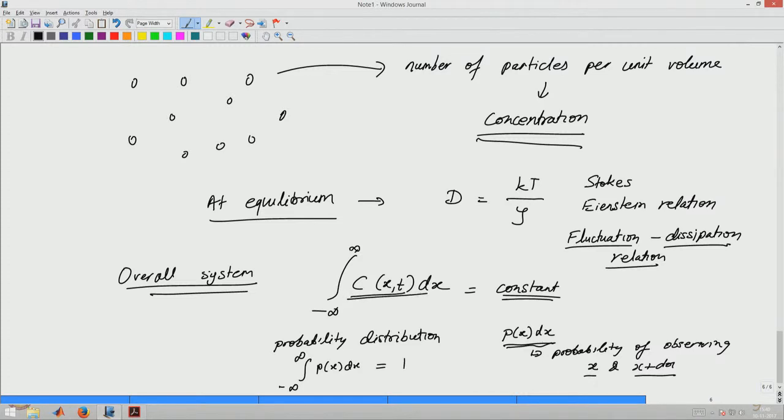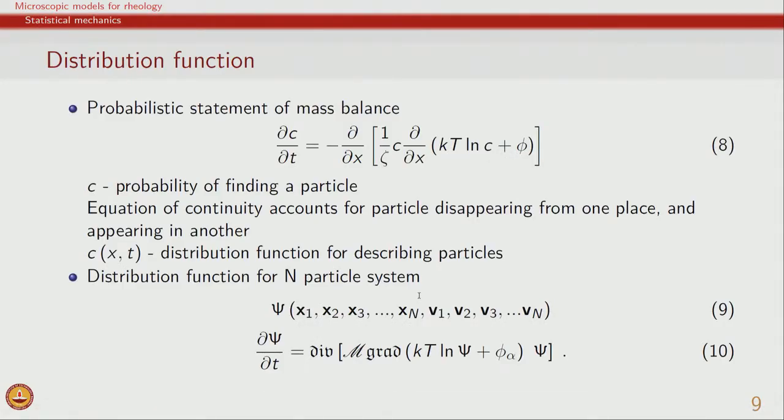So, similarly this concentration variable could also be interpreted as a distribution function, and that is what we do for describing the state of the system in a phase space. As we described earlier, phase space is 6N dimensional space. So, we have the position of each and every particle and the velocity of each and every particle. So, there are 6N such variables because each of them is a vector, N into 3, N into 3.